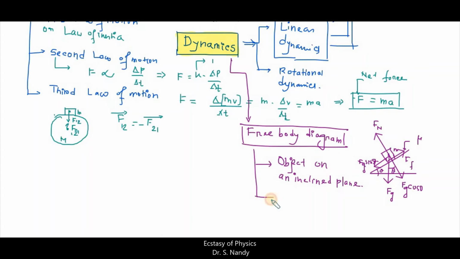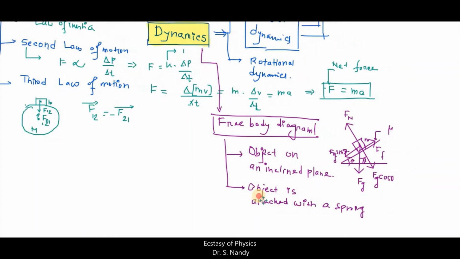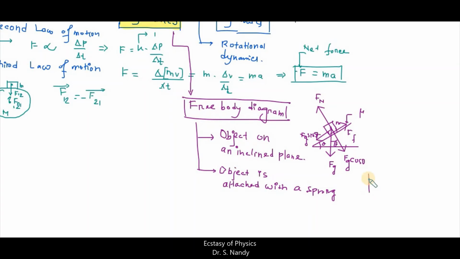The second type of free body diagram we went through is when an object is attached with a spring. So here we can consider, let's say this is a kind of support with which a spring is connected, and at the end of the spring one mass or object is connected.